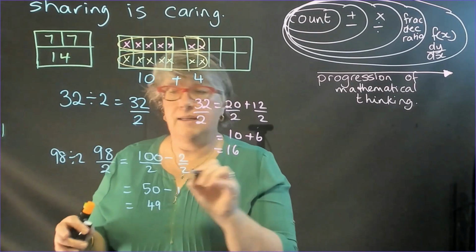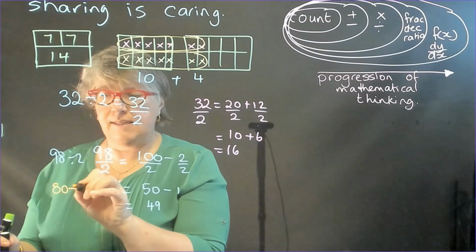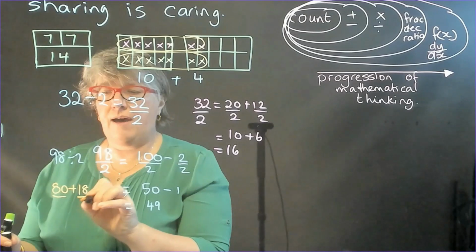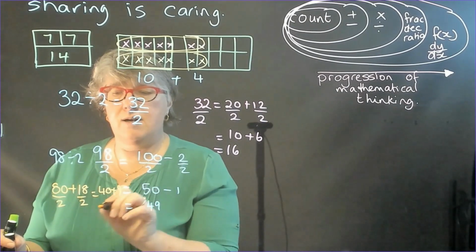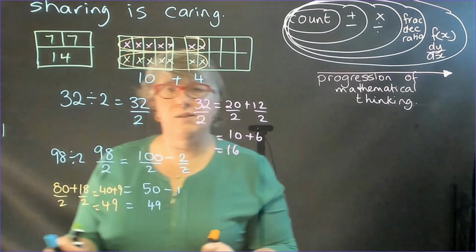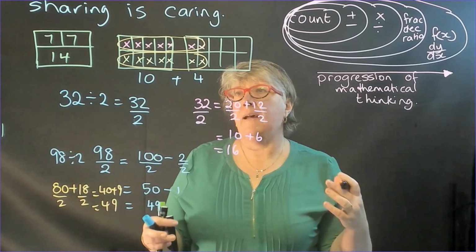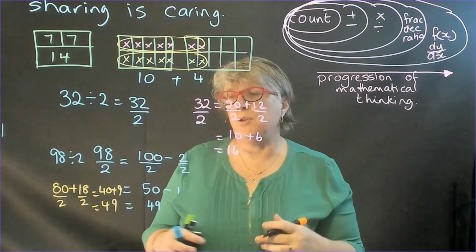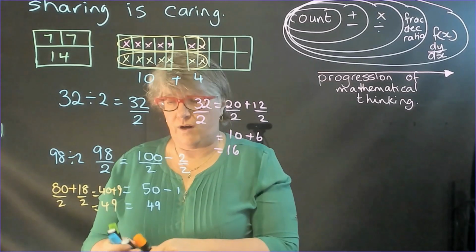You could have done 98 is 80 plus 18, and if I had halved each of those, I would have got 40 plus 9 to get me 49 as well. So it doesn't matter which way you go about halving. Here's some different ideas that perhaps you can use in your classroom to show that. I'll be back in a minute and we'll do dividing by 10.